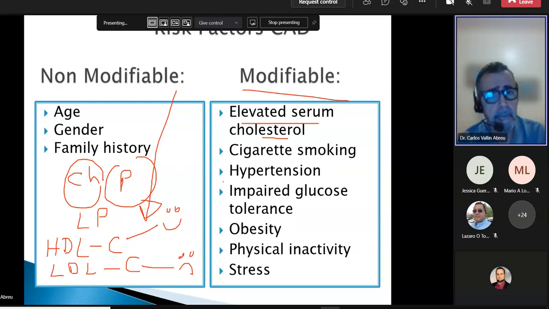We know there are medications that decrease the cholesterol. It's collaborative, and the statins are the most important. Cigarette smoke needs to be stopped totally. Don't decrease the consumption of cigarettes. Stop the consumption of cigarettes.